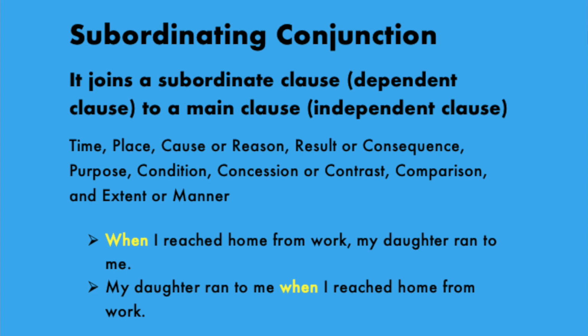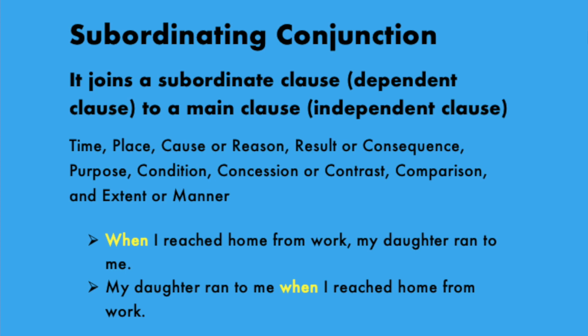When you connect a dependent clause and an independent clause, if you put the dependent clause first, put a comma after it. "When I reached home from work, comma, my daughter ran to me." But if the independent clause comes first, no comma. "My daughter ran to me." It's an independent clause. It can stand alone. "When I reached home from work." So we don't have to use a comma there. If the conjunction only connects two words or phrases, don't use a comma. Remember. Hope you understood clauses.